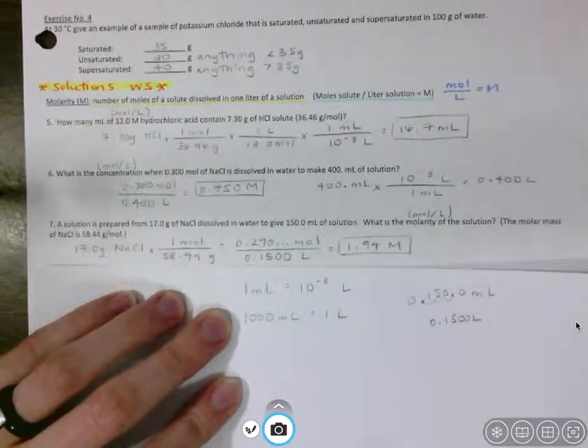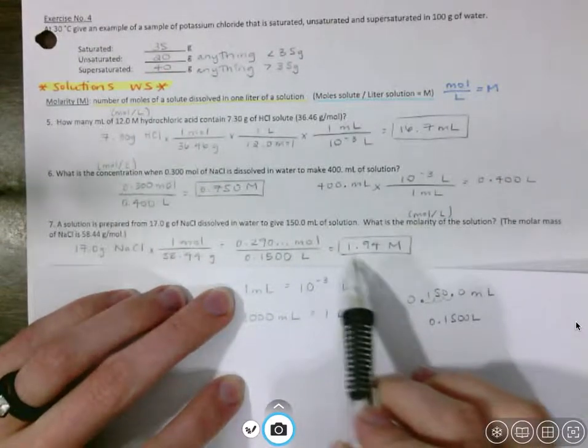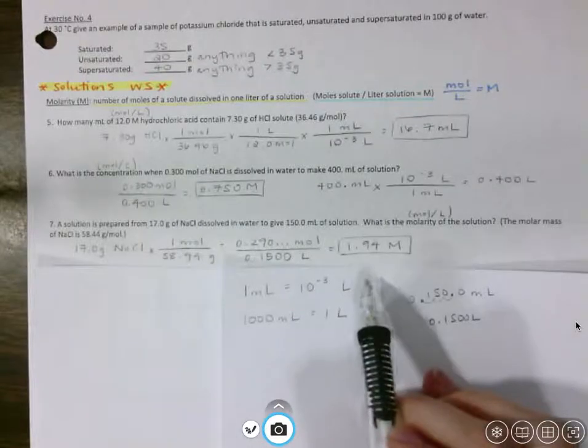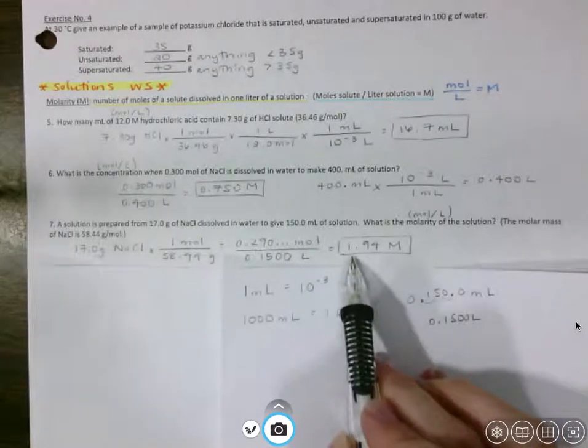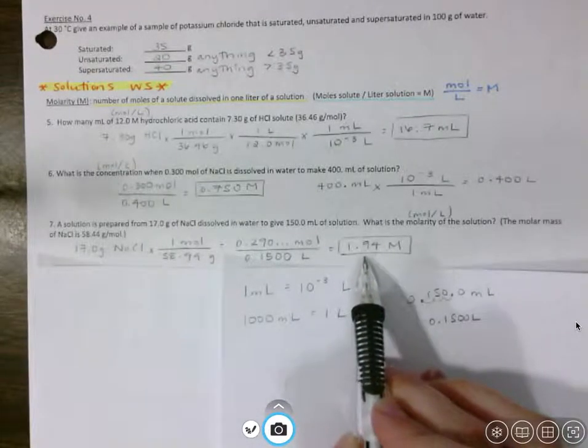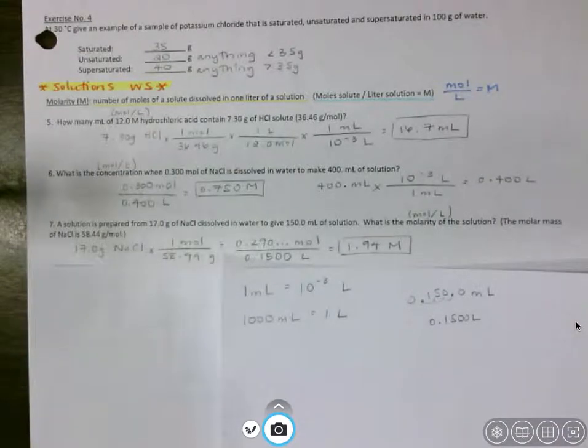Alrighty. So after we divide, we get a molarity concentration for our sodium chloride solution, 1.94 molar sodium chloride solution.